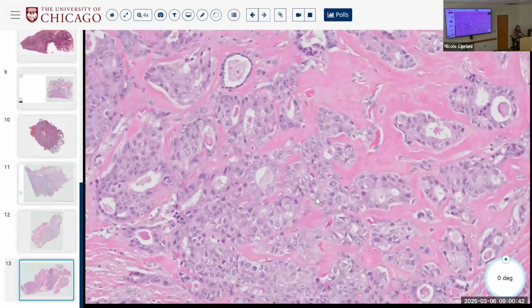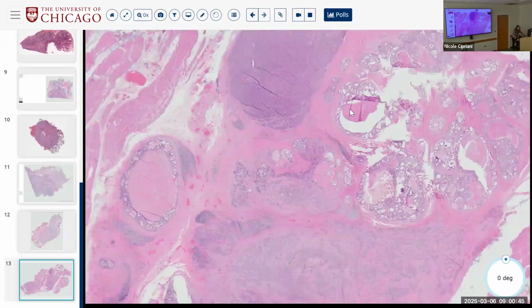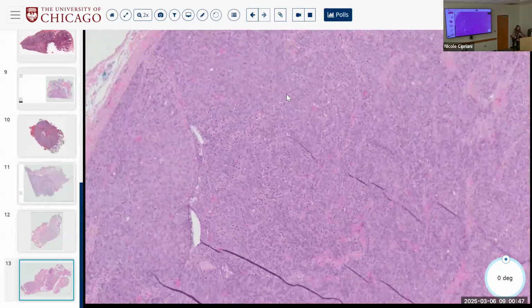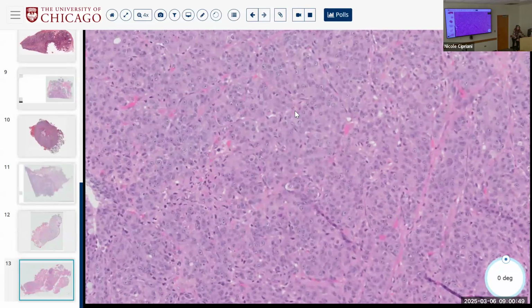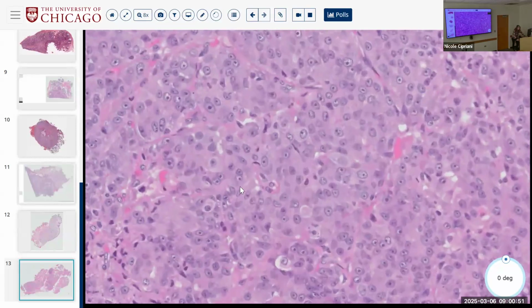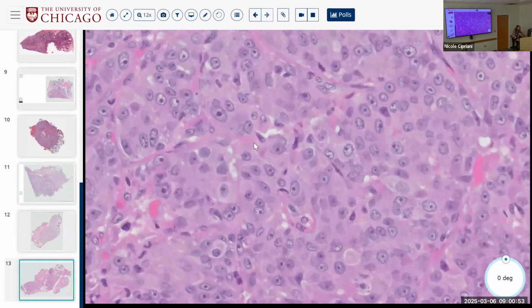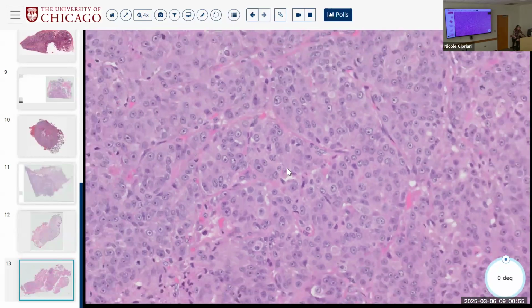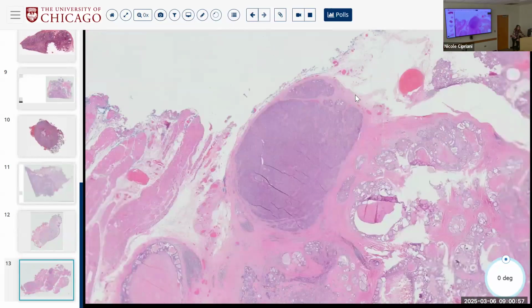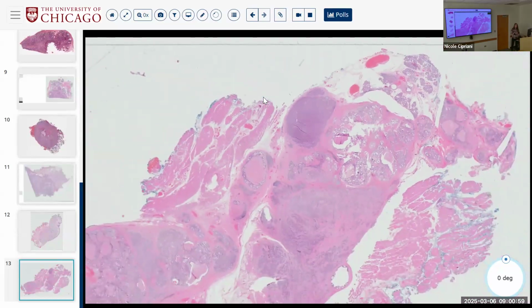So what would you expect this to be positive for that might have clinical treatment implications? Androgen receptor and HER2, yeah. So notice the more abundance of cytoplasm here. So this is salivary duct. So P40 negative, S100 negative, androgen receptor HER2 positive.